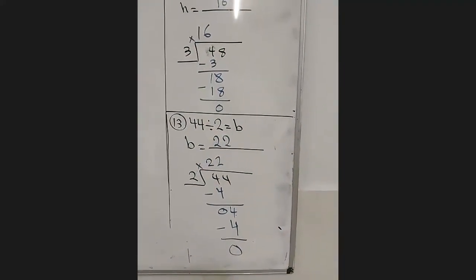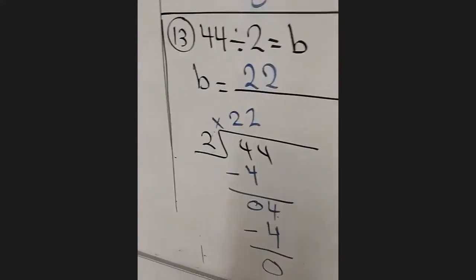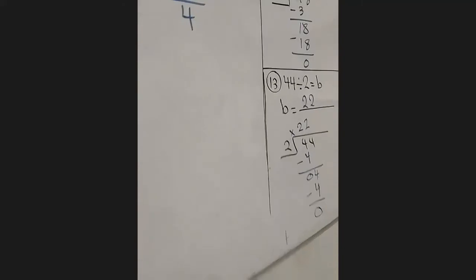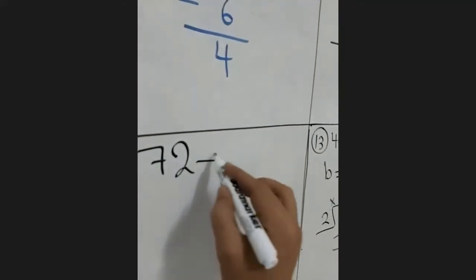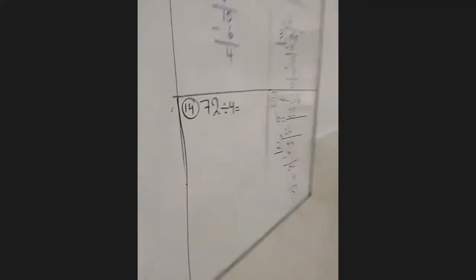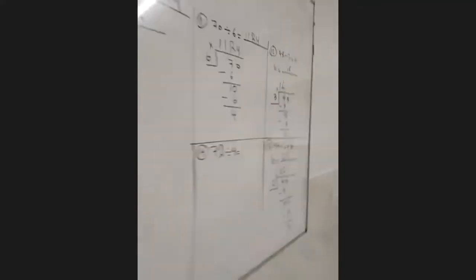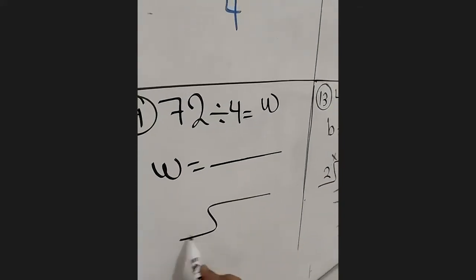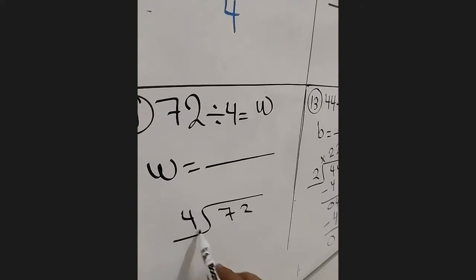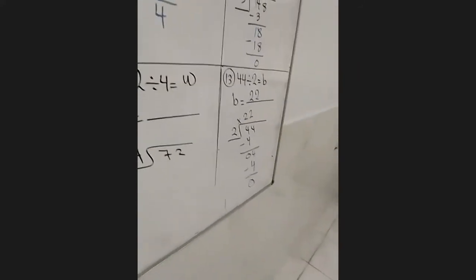This is question 13, guys. Copy it, please. Now let's go to question 14 together. Question 14, we have 72 divided by 4 equal W. So W equals, and here we will make the division of 72 divided by 4 to find the value of W. Yalla, who can help me here?